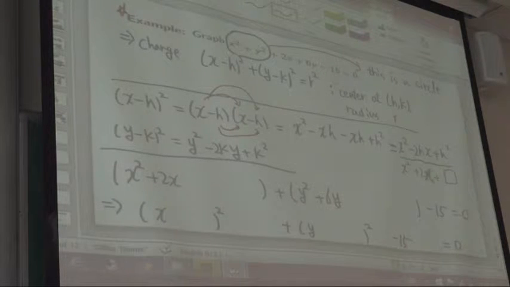What can h be? Negative 2hx is plus 2x. Negative h squared. This should be the same, isn't it? So h, what is h? Negative 2hx is the 2x. What is h? 1?